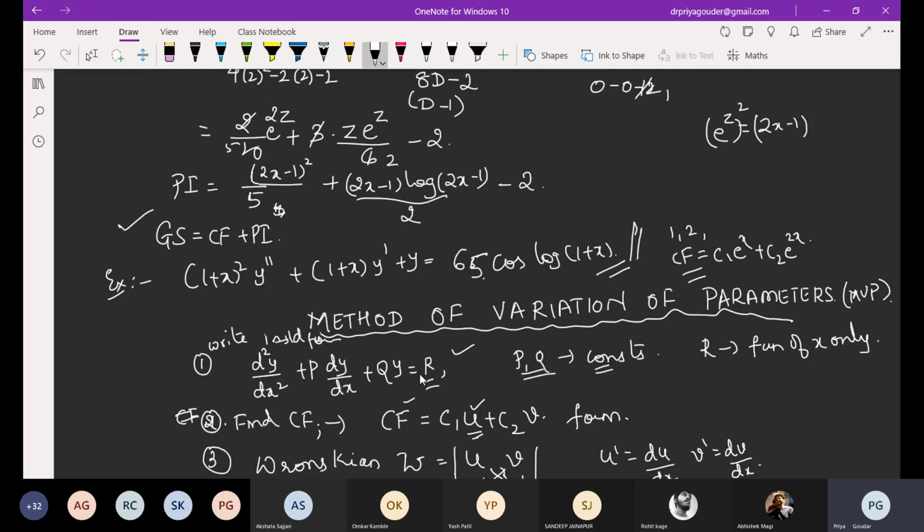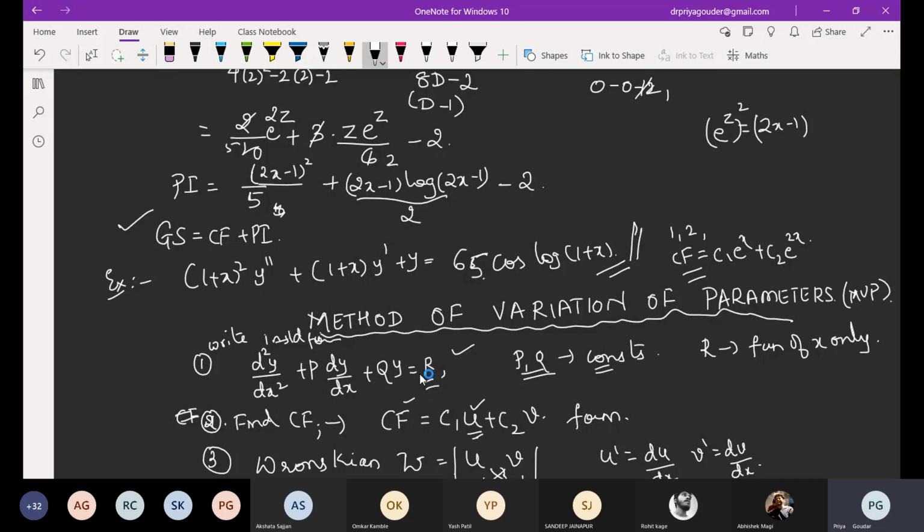So when you want to apply the method of variation of parameters, you have to follow some steps. The first step is to write the equation in the standard format. Usually it will be given. Sometimes some term will be rearranged, so take it in this standard format. This is the first step.